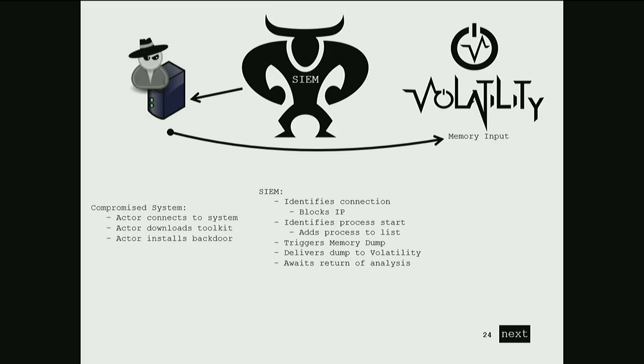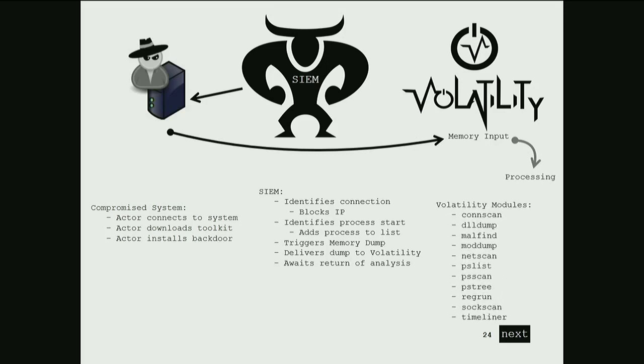Now the SIEM, it's time to actually cause a memory dump, to evoke that memory dump from that system, pull that over to my Volatility system. And then what do I do with Volatility? It does a little bit of processing. I'll just dump that memory image into a system. It starts reading and recording, starts performing its specific operations. I'm going to do some Volatility modules like connection scans, see if there's anything else coming through, some DLL dumps to see if there are any new DLLs coming through, mod dumps, net scans, socket connections, PS lists, PS trees, malfinds, timeliner, you name it.